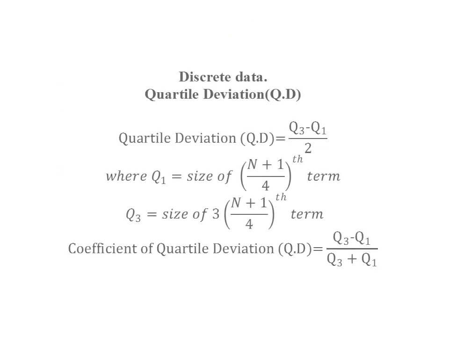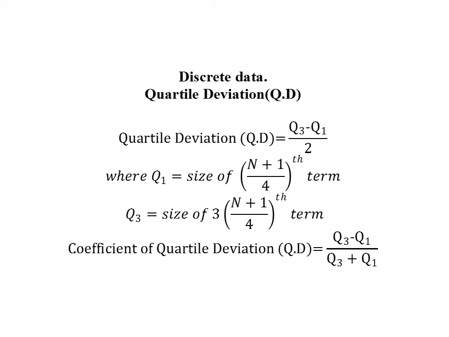Next we will find Quartile Deviation for discrete data. So this is the formula. Quartile Deviation is equal to Q3 minus Q1 divided by 2. Same as before, Q1 is obtained with the help of size of (n plus 1) by 4th term, and Q3 is equal to size of 3 times (n plus 1) divided by 4th term. Here n represents sum of f. Then the coefficient of Quartile Deviation is nothing but Q3 minus Q1 divided by Q3 plus Q1.